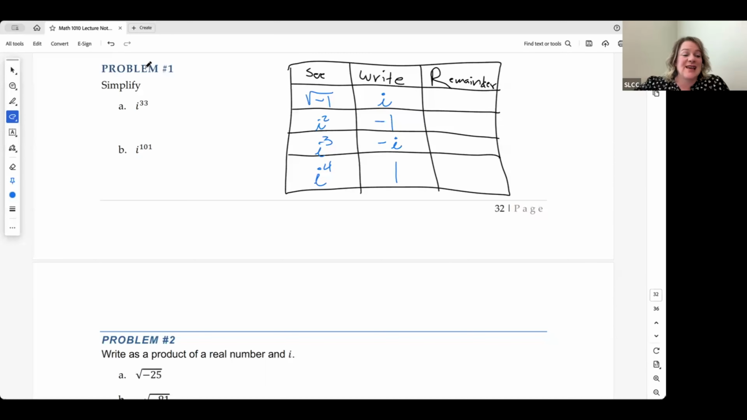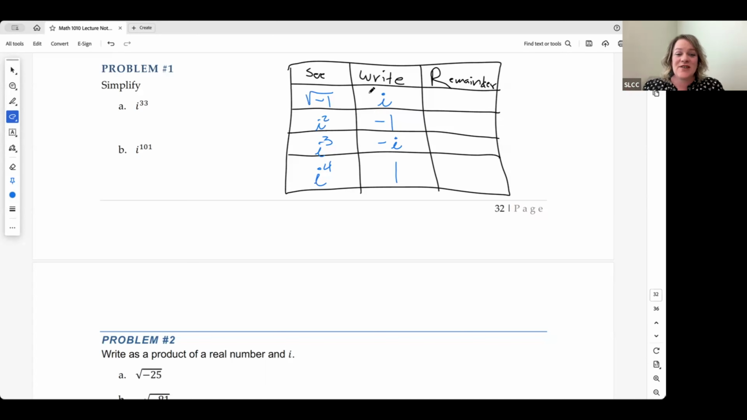So if I'm asked, like on problem number 1, to find i to the 101st, how do I do that? Should I just count through my chart? Like, okay, 1, 2, 3, 4, 5, 6, 7, 8, 9, 10, 11, 12. I'll just keep counting until I get to 101. No, we have an awesome operation that deals with grouping.